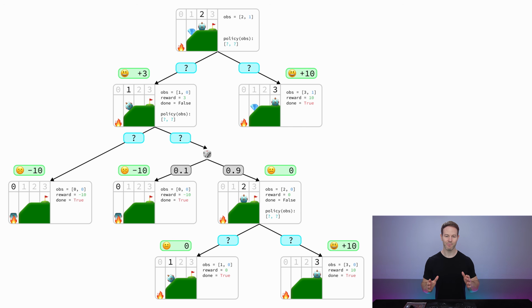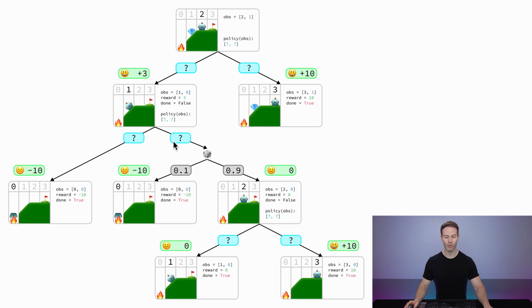So if we look at this game in a tree structure, it looks something like this. We start off in this state, and we can go right or left. If we go right, we end up at the flag, and that will end this episode, this run of the game. And if we go left, we'll end up on the hill over here. From here, if we go left, we'll end up in the fire pit.